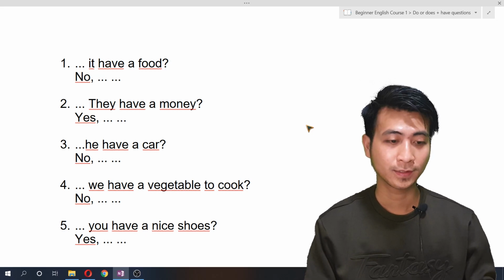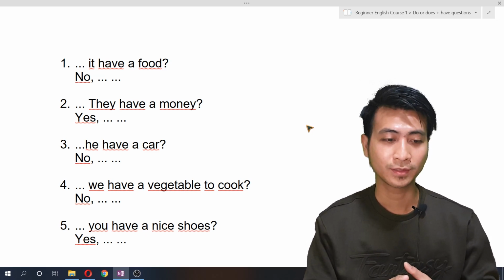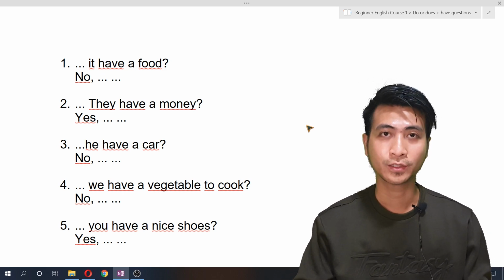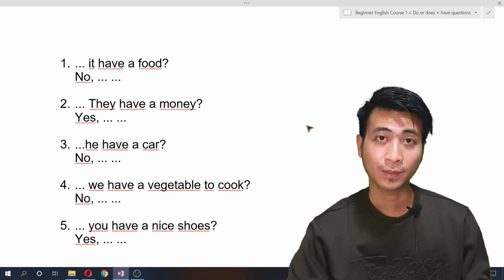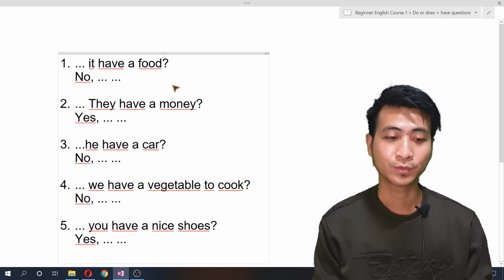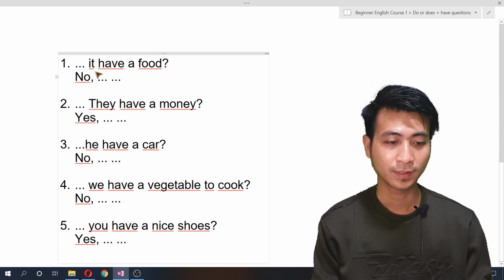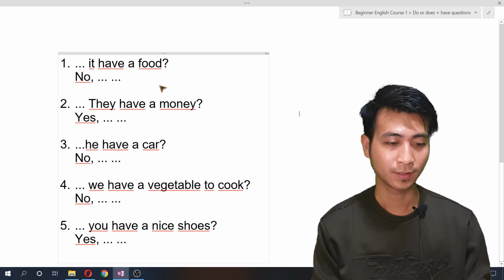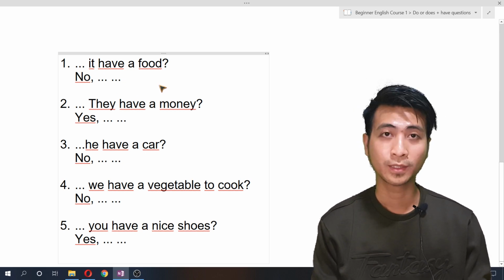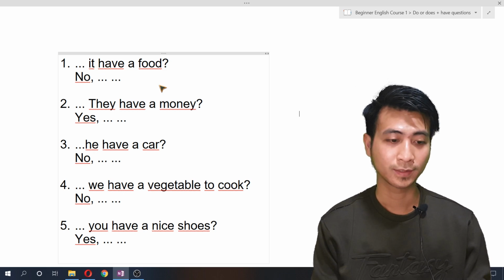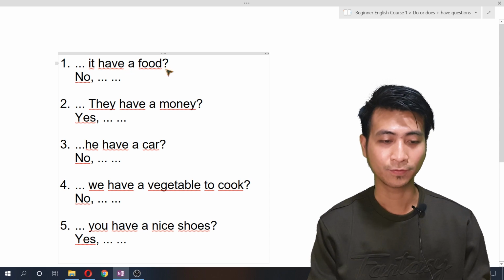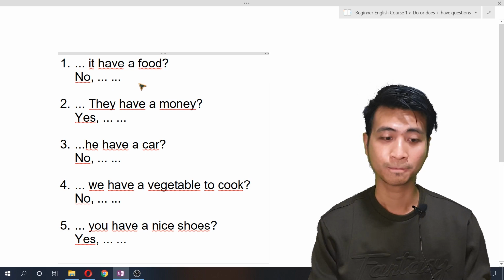Okay, here I have explained about the grammar in the first part, so I think you understand a little bit about that. Here I need your help to fill in the blanks in the interrogative sentence and in the answer section. Here there are 5 sentences, and we'll begin from number 1. Okay, let's say blank, it have a food. In the answer, no, blank.